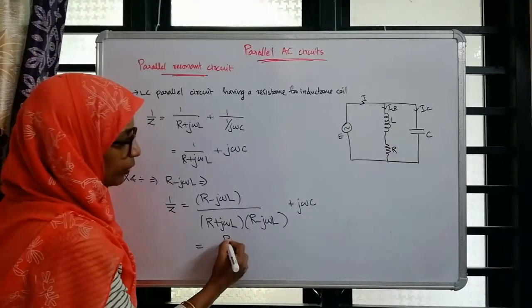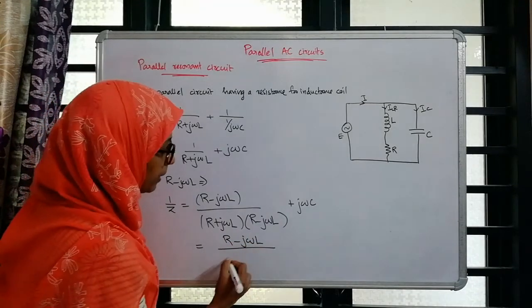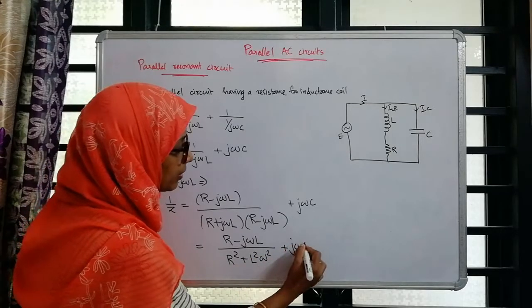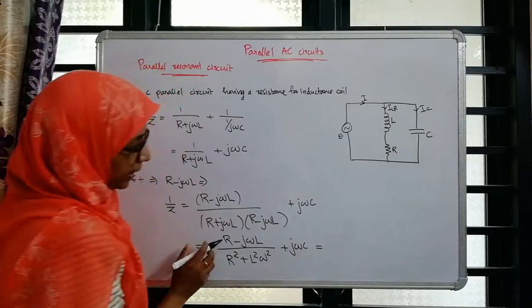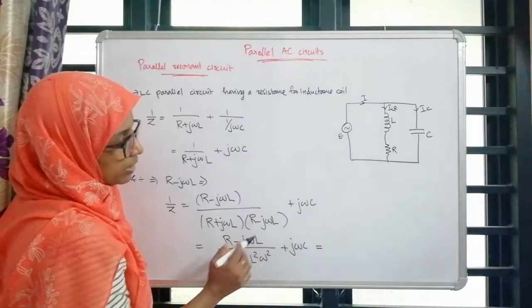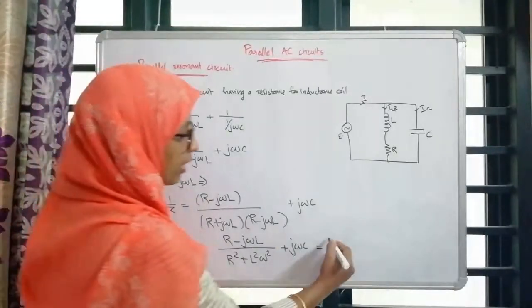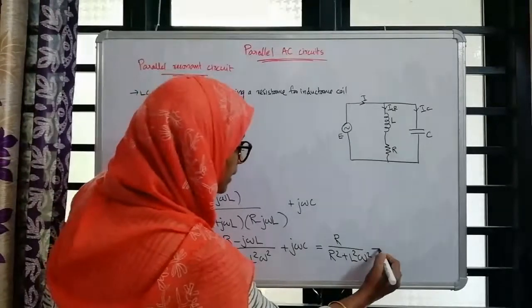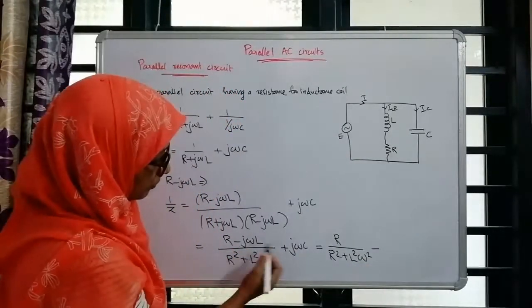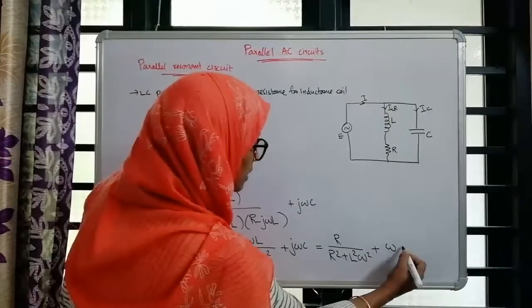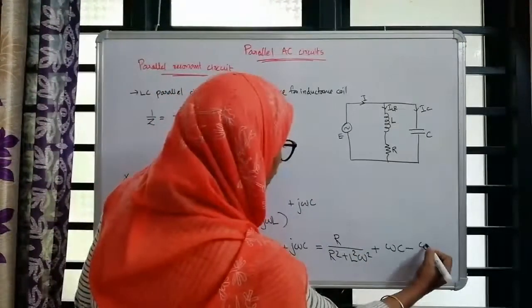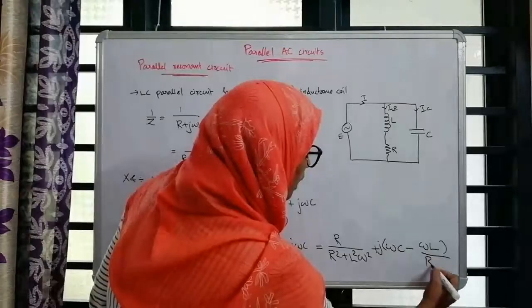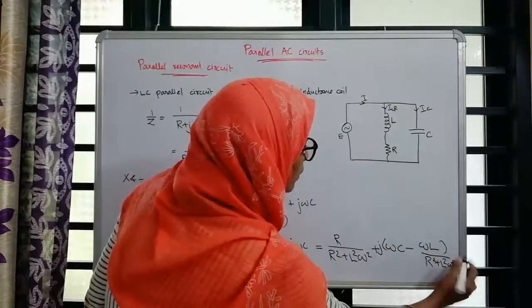So, this will be equal to R minus j omega L divided by R square plus L square omega square, plus j omega C. So, there will be a real part and an imaginary part. We can write down the imaginary part together, that is, the real part is R by R square plus L square omega square, plus the imaginary part, that is j into omega C minus omega L divided by R square plus L square omega square.